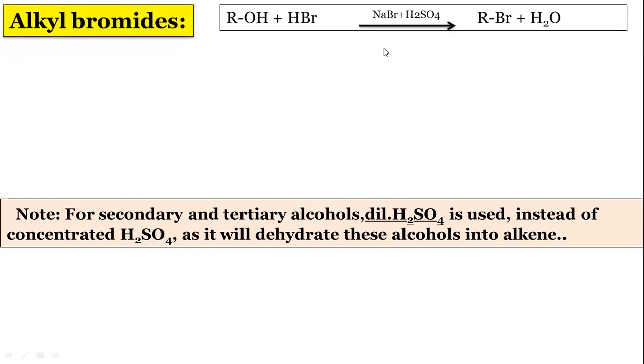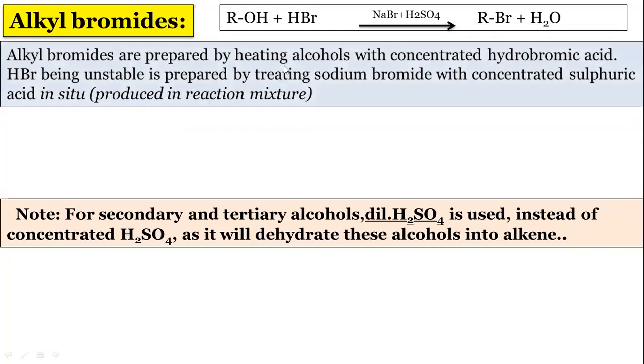Alkyl bromides are prepared when HBr is added. But like HCl, we can't store this HBr in a bottle because HBr is unstable. HBr is unstable, so it is prepared at the time of reaction only.